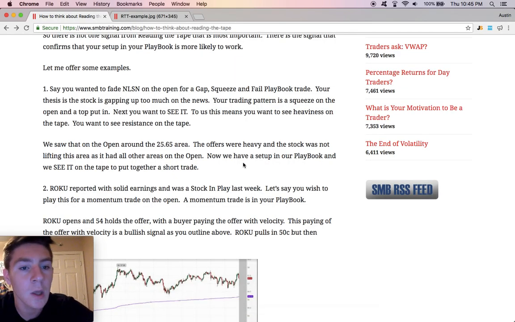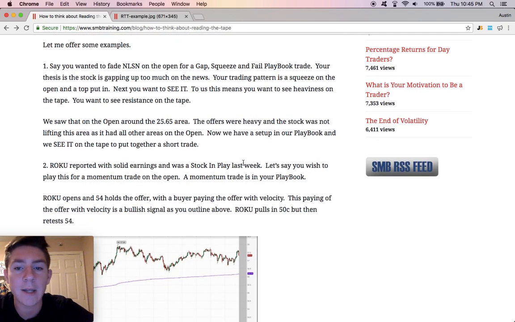Okay. So you wanted to fade NLSN on the open for the gap, squeeze and fill playbook trade. Your thesis going into this trade is that the news that came out for this stock sucks. It's gapping up too much. It needs to hit a top and get rejected. So what does that mean? You're looking for the tape to be heavy. You're looking for resistance on the tape.